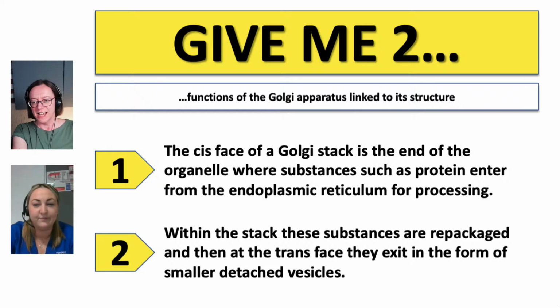So at the cis face, substances like protein enter from the endoplasmic reticulum for processing. And then those proteins are repackaged in the structure of the Golgi apparatus. And then at the trans face, they exit in the form of smaller detached vesicles, so like little bubbles. So the Golgi apparatus is repackaging and processing the proteins.